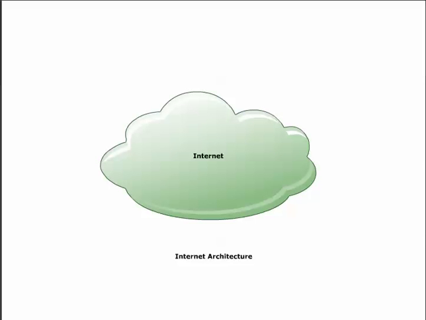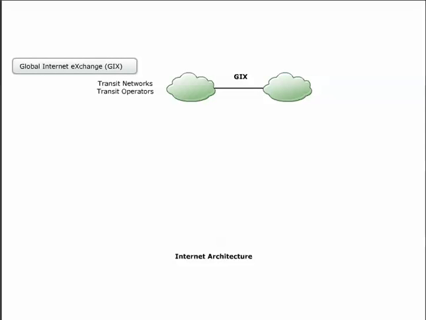The Internet is a cluster of millions of interconnected networks. Networks that form the Internet are arranged in three levels. The first level is the Internet core, which is made up of the global backbone networks and transit networks. These are run by transit operators and carry a significant share of international IP traffic. Transit networks are interconnected by Global Internet Exchange, GIX.